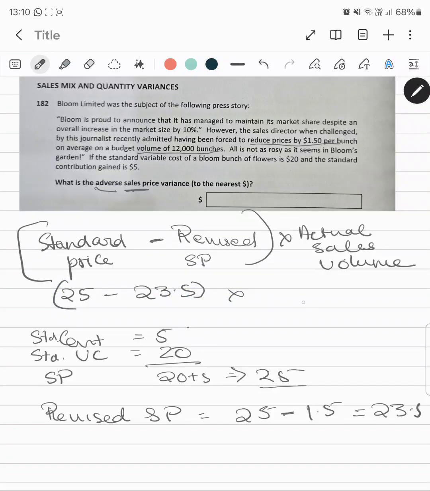But now what is my actual sales volume? Again, we need to read that Bloom is proud to announce that it has managed to maintain its market share despite an overall increase in the market size by 10%. Now, what should be my actual sales volume over here? If the market size has increased by 10%, my volume would also increase. So let's read this question again. However, the sales director recently admitted having been forced to reduce the sales price on an average budgeted volume.